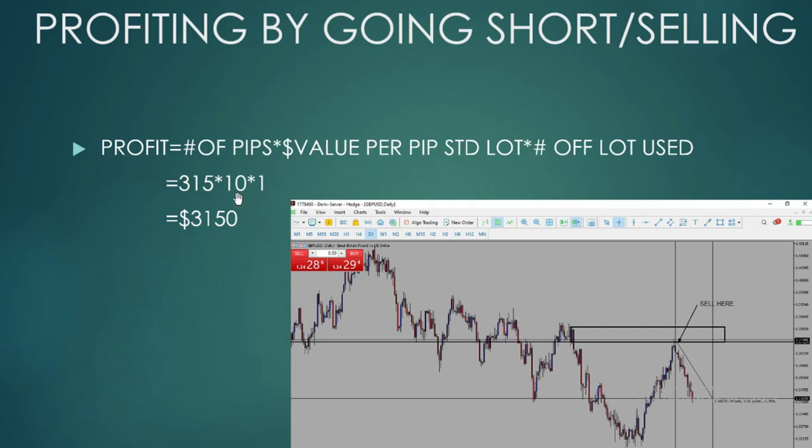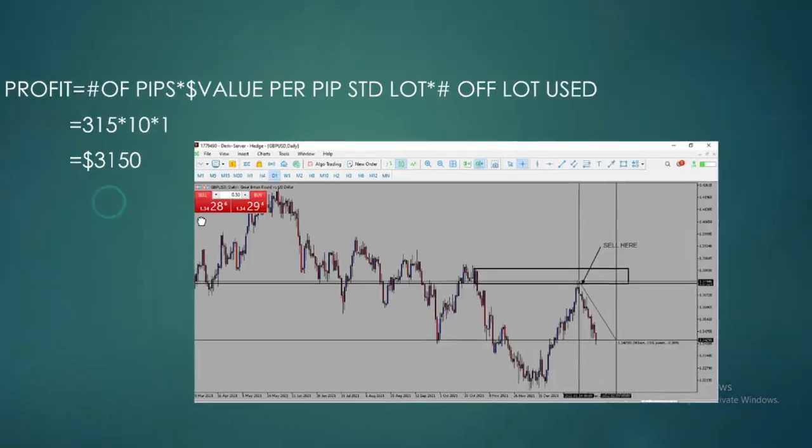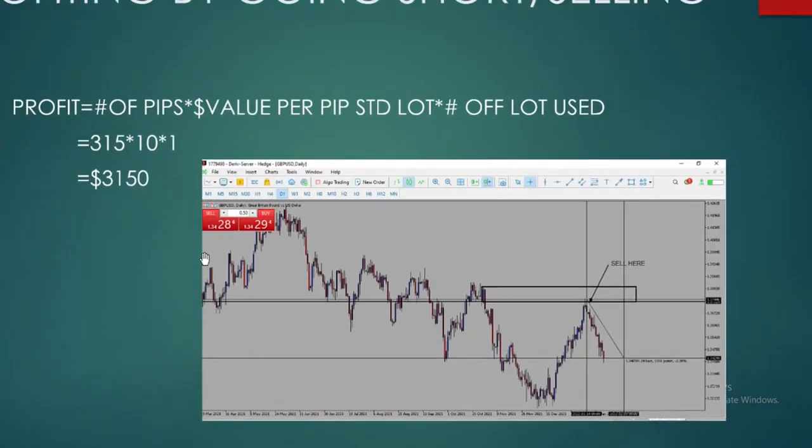Then the number of lot size used here is going to be 1. So if you multiply 315 by 10, we're just adding a 0, so it's 3,150 US dollars. If you're going to take the trade from this point to that point on that time frame, you're going to make $3,150. That's what you make from that move.